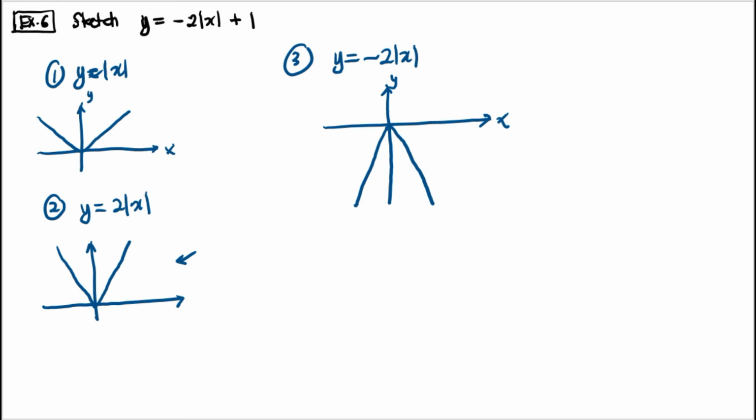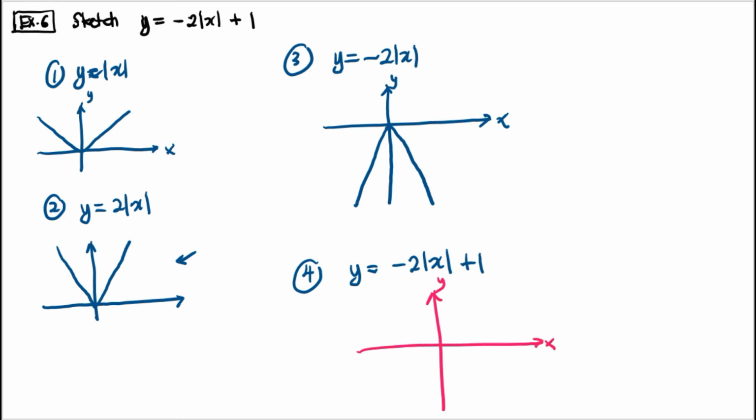Now in the final step, in the 4th step, we have y equal to minus 2 modulus of x plus 1, meaning to say that we shift this graph upwards by 1 unit, so it goes something like this. This is y and this is x. My graph looks like this. So this is our final graph because we have shifted this graph upwards by 1 unit.